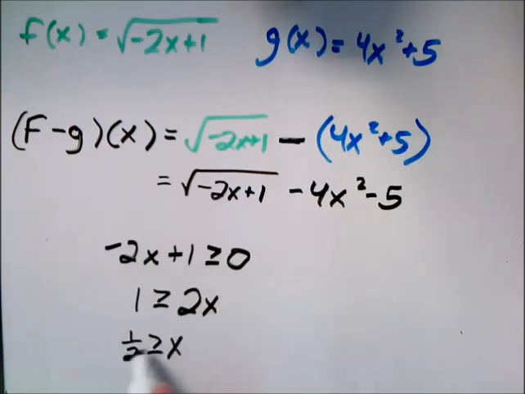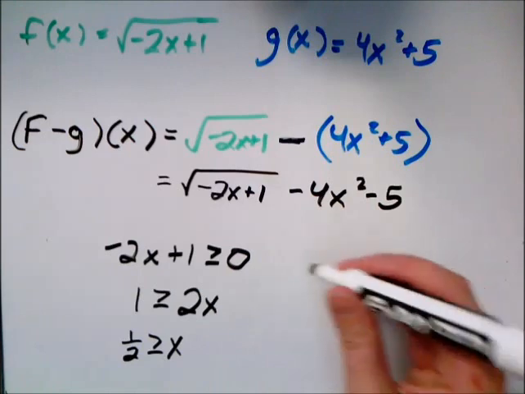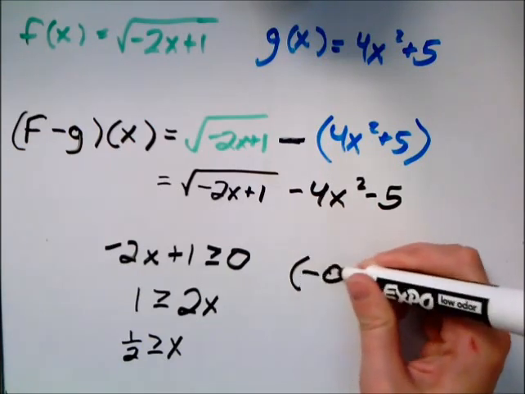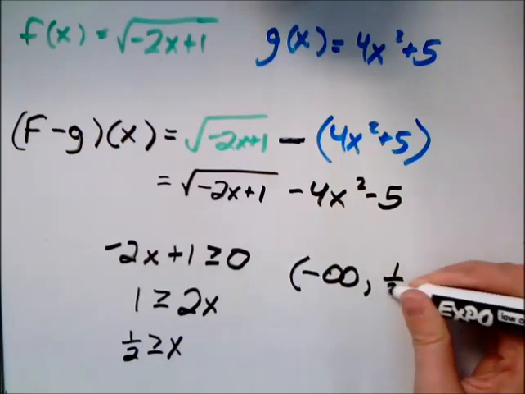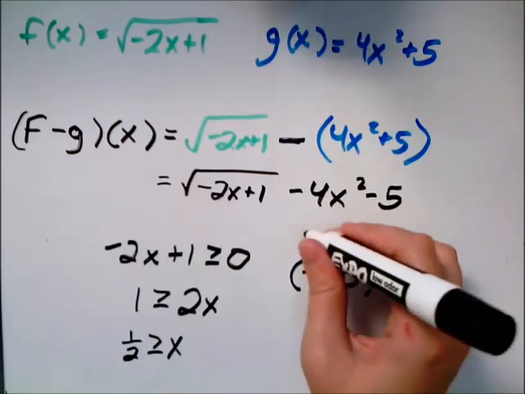So x has to be less than, right? Alligator mouth opens towards the half, so x is smaller. So I can only put in stuff that's less than or equal to 1/2. So that means all the small numbers up to 1/2 would be the domain.